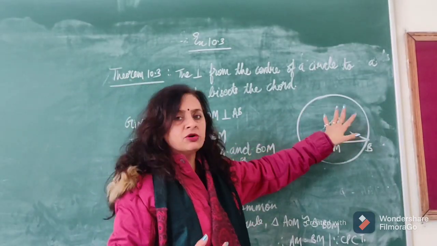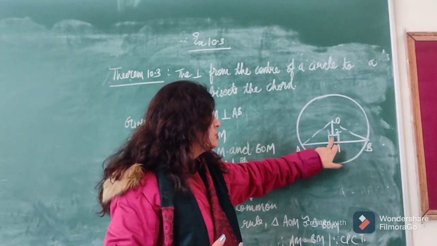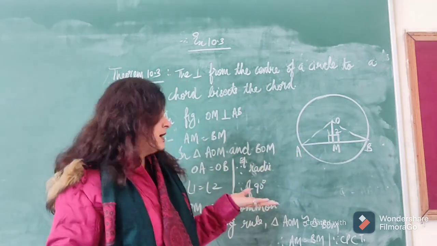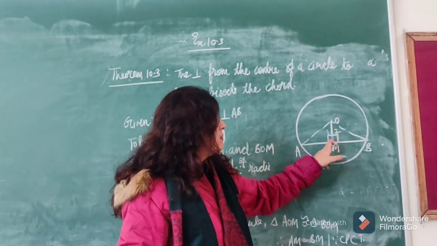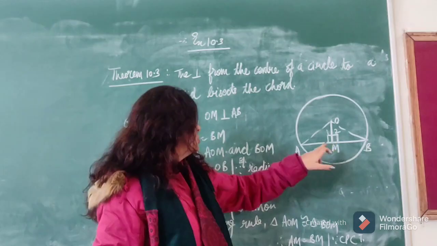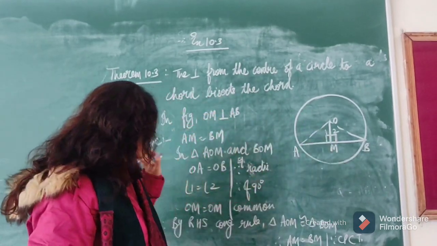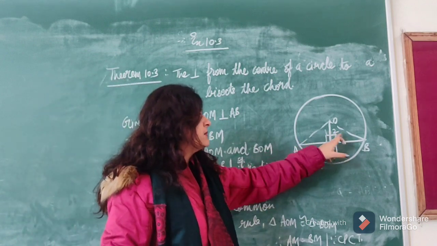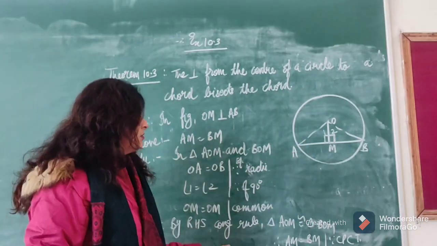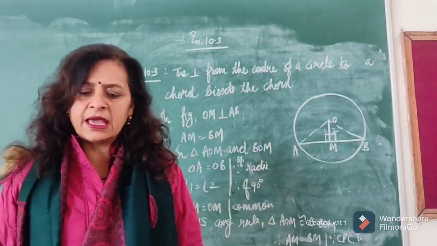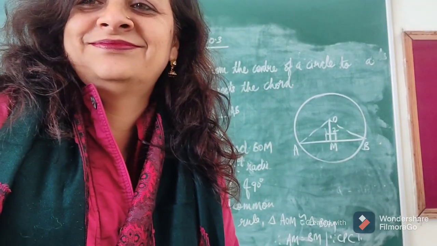OA is equal to OB because of the equal radii. Angle 1 is equal to angle 2, 90 degrees, which is given to you. And OM is equal to OM, this is common. So by RHS congruence rule, triangle AOM is congruent to triangle BOM. Therefore, AM is equal to BM by CPCT.